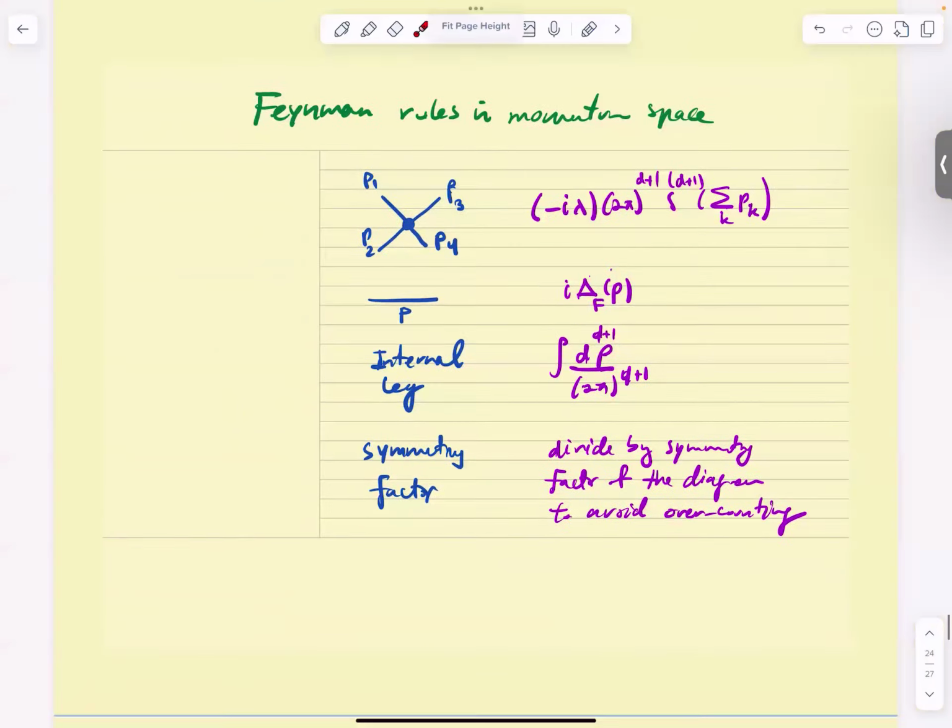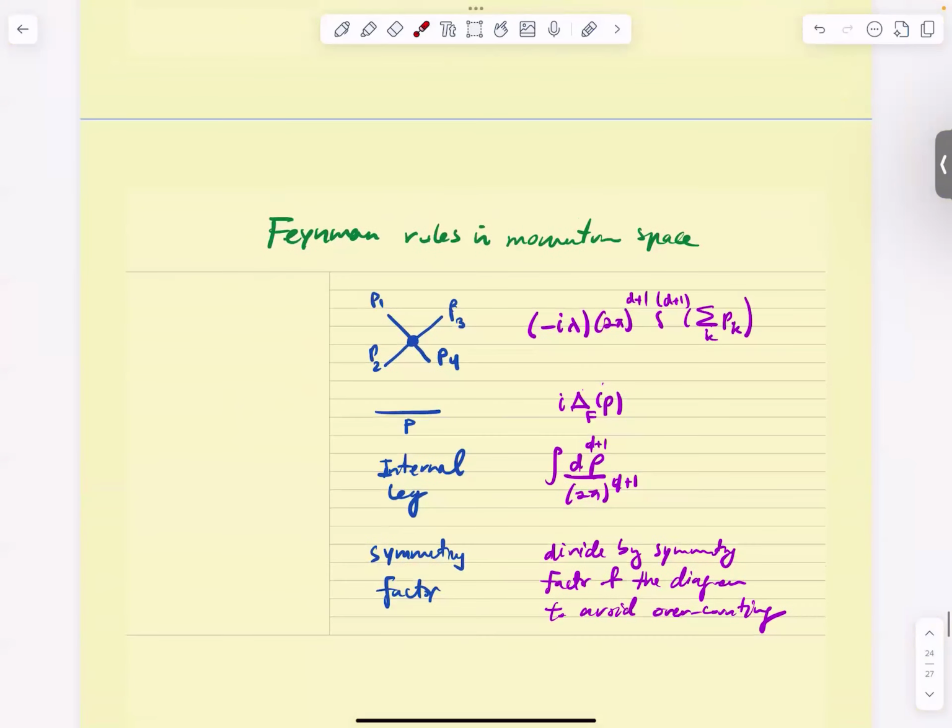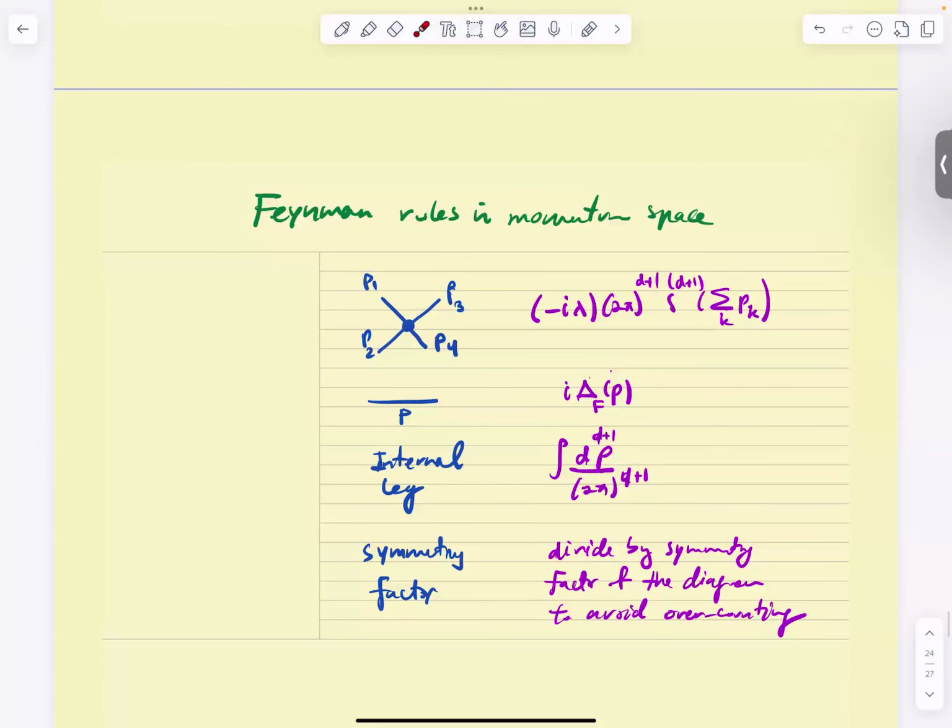Now, in summary, here are the Feynman rules in momentum space. Every time you have a vertex with 4 momenta coming in, conservation of momentum, the sum of all momenta should add up to 0. So there's a Dirac delta function there. And because there's a vertex, it's minus i lambda.